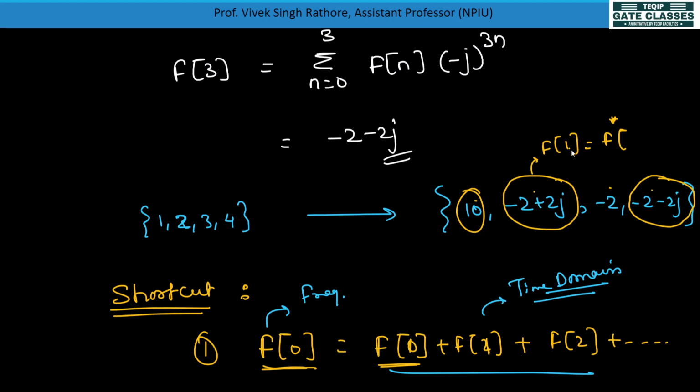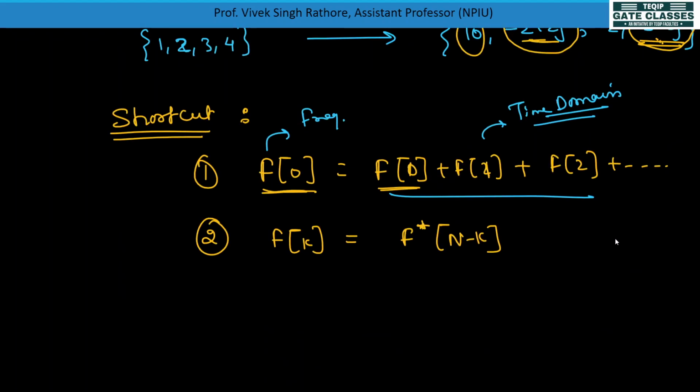So it is k, and total n is 4. 4 minus 1 is nothing but 3. So f conjugate of 3. Can you see? F of 3 is this. If you take this conjugate, you'll get this one. So ultimately, what I am telling you is that in the DFT value we have seen this observation, that always f of k will be equal to f conjugate of n minus k.